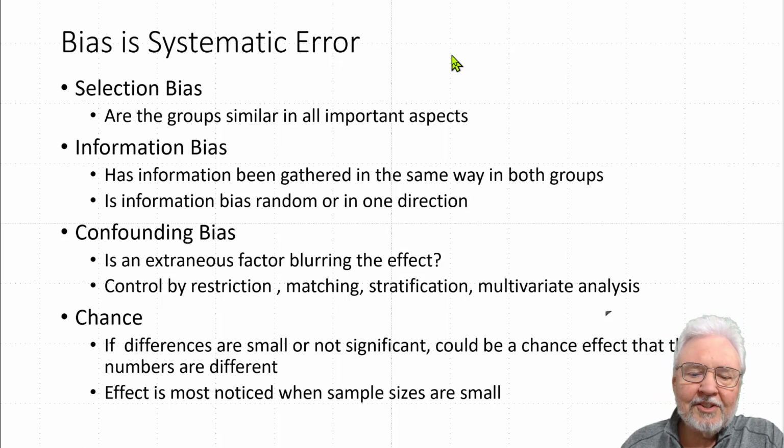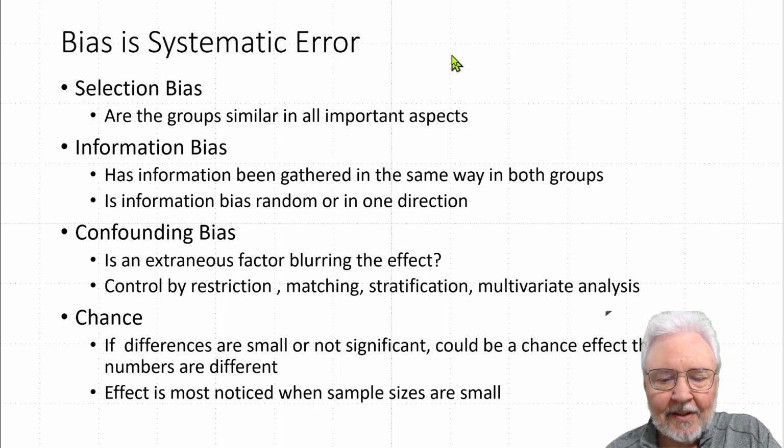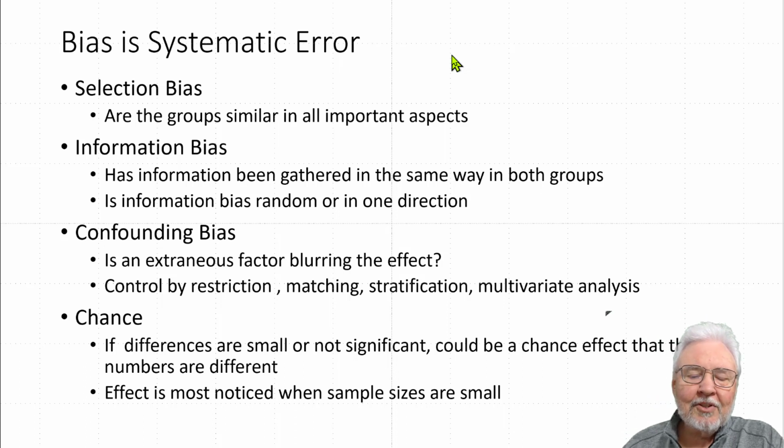And finally, there is chance, just plain old chance. There you have a drug or two treatments, and there may not be anything different about them. Their underlying difference could be absolutely nothing. But the person doing the study is taking samples. He hasn't looked at everybody that ever has or ever will use those treatments. He's taking a sample and he's making an inference.